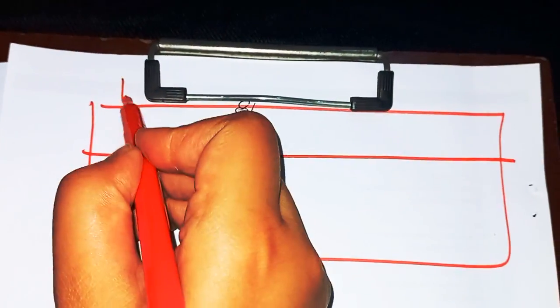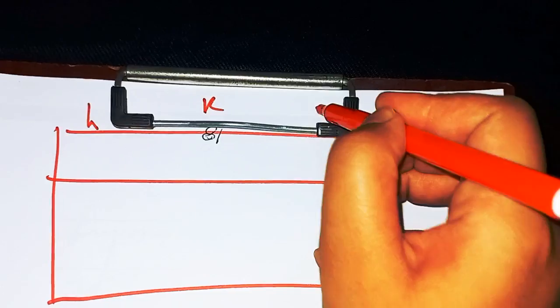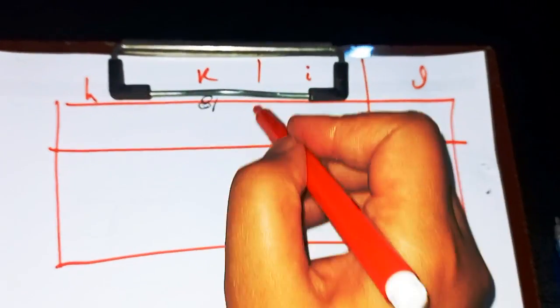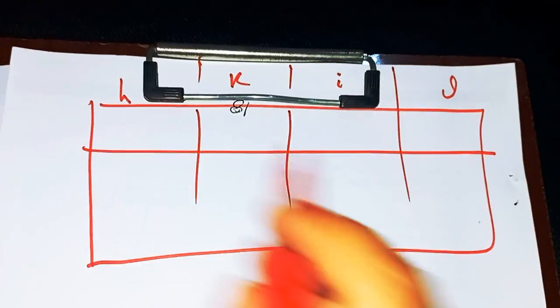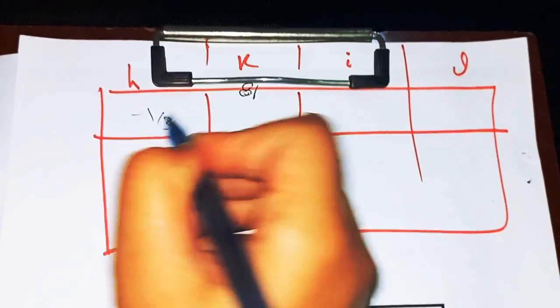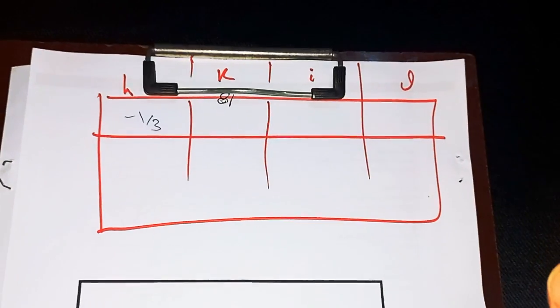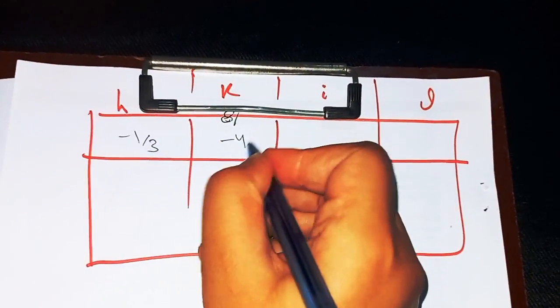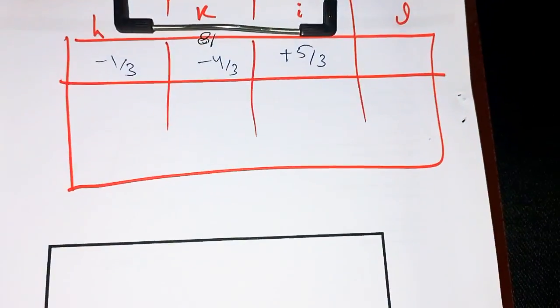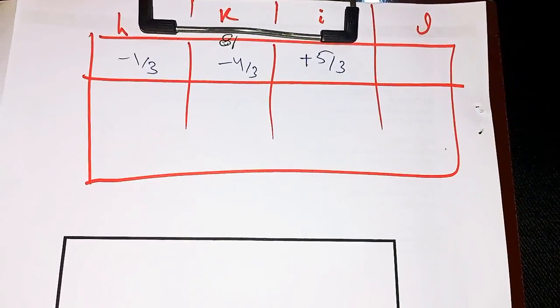Okay, here we have h, k, i and l. For h we got -1 by 3, for k we got -4 by 3, for i we got +5 by 3, and l equals -3.